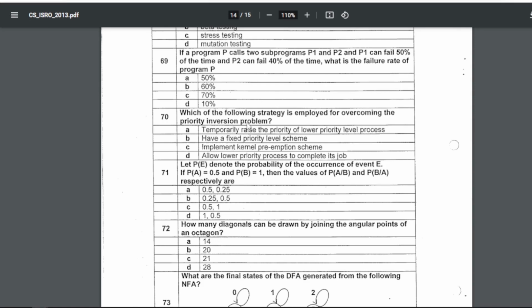So basically priority inversion is a scenario in scheduling when a higher priority process is indirectly preempted by a lower priority process, thereby inverting the relative priorities of the processes. The problem can be eliminated by temporarily raising the priority of the lower priority level process, so that it cannot preempt the higher priority process. So for this, our answer will be A, that is temporarily raise the priority of the lower priority level process.